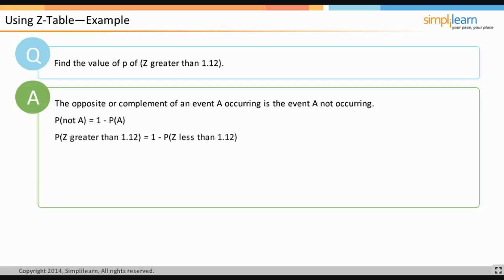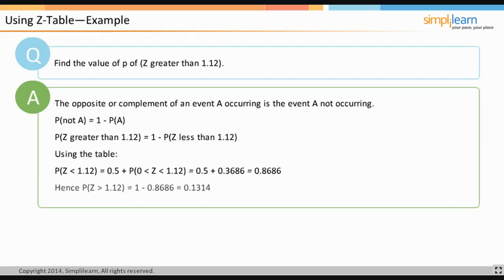In other words, P(Z > 1.12) is 1 minus the opposite, which is P(Z < 1.12). Using the table, P(Z < 1.12) equals 0.5 plus P(0 < Z < 1.12), which equals 0.5 plus 0.3686, which is 0.8686. Hence, the answer is P(Z > 1.12) equals 1 minus 0.8686, which is 0.1314. Note the answer is less than 0.5.